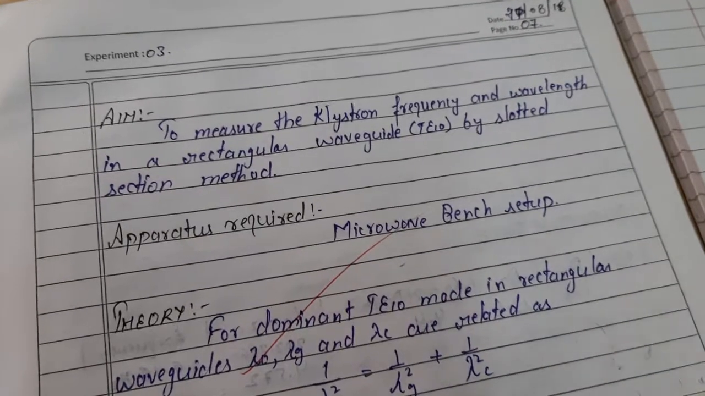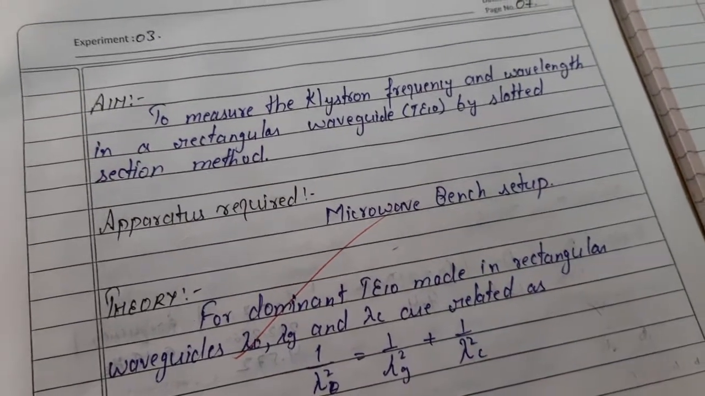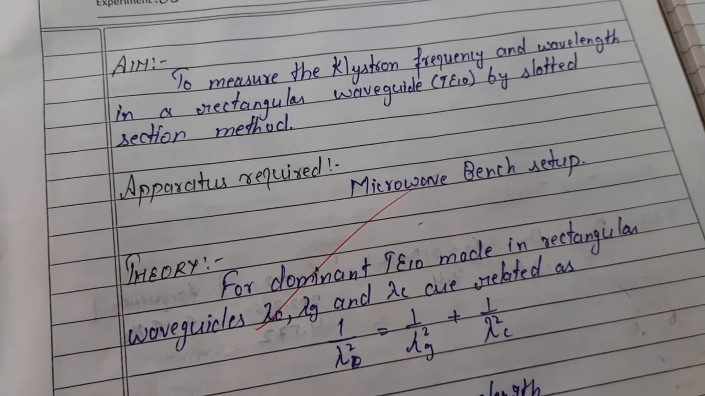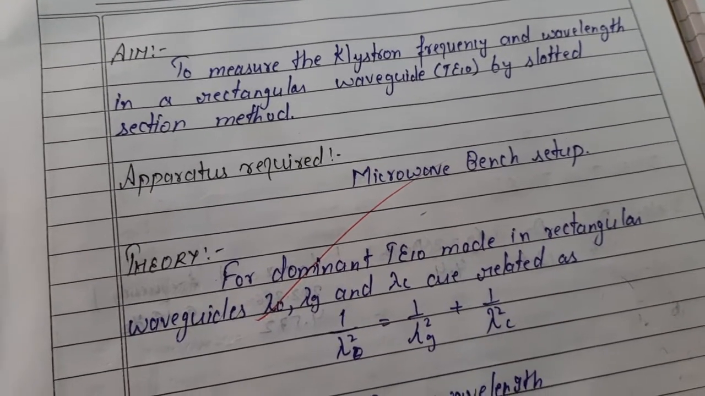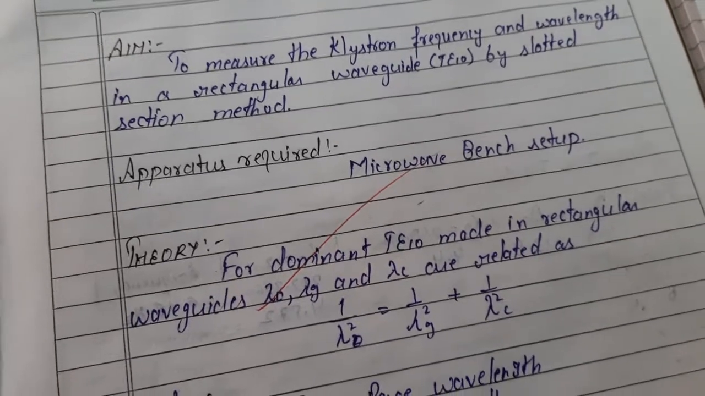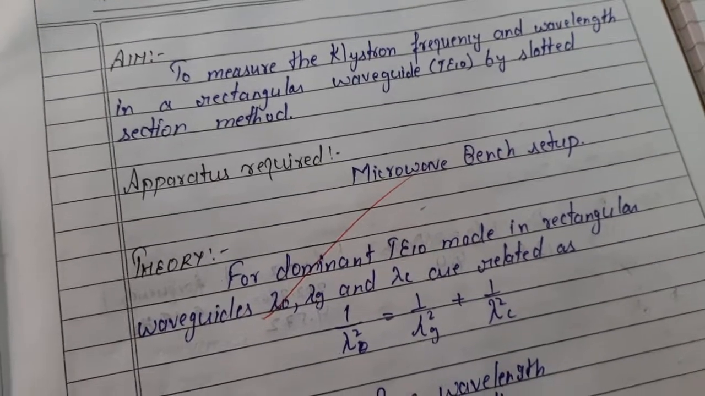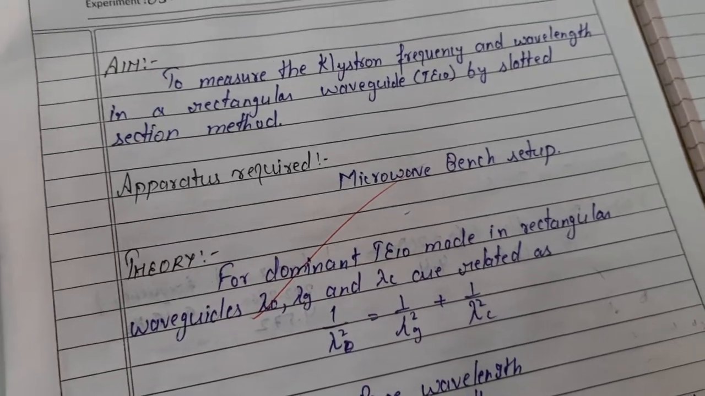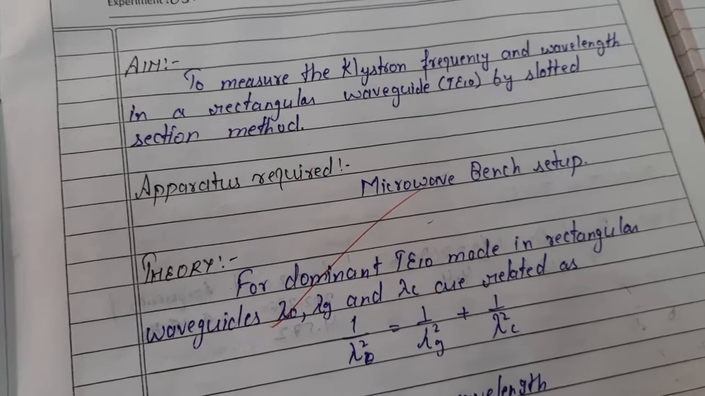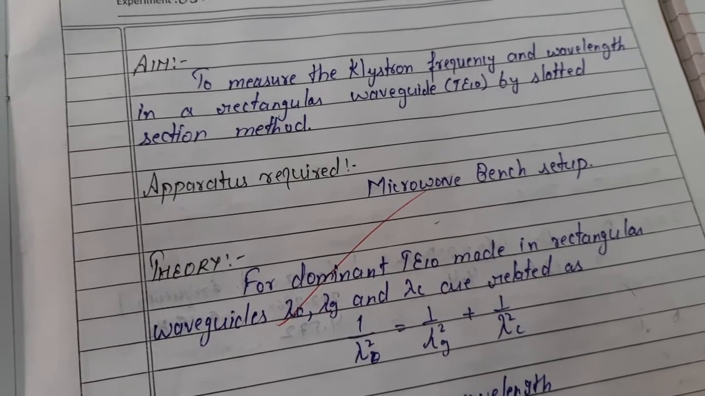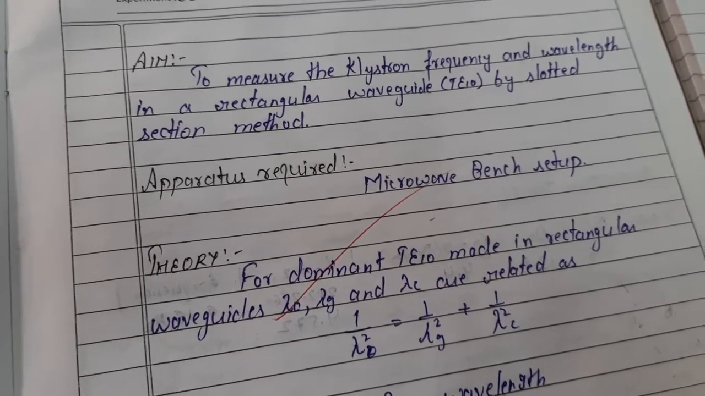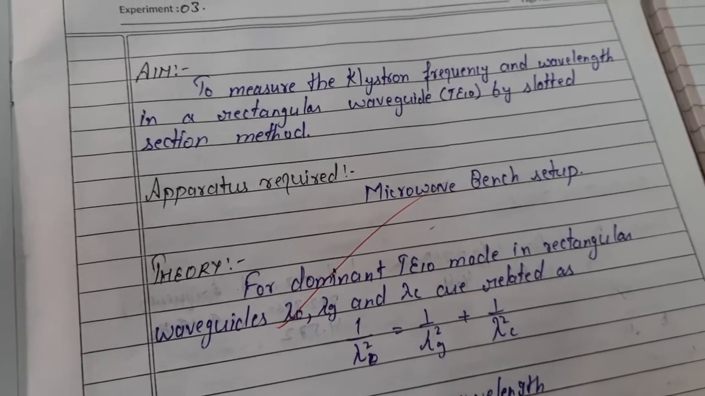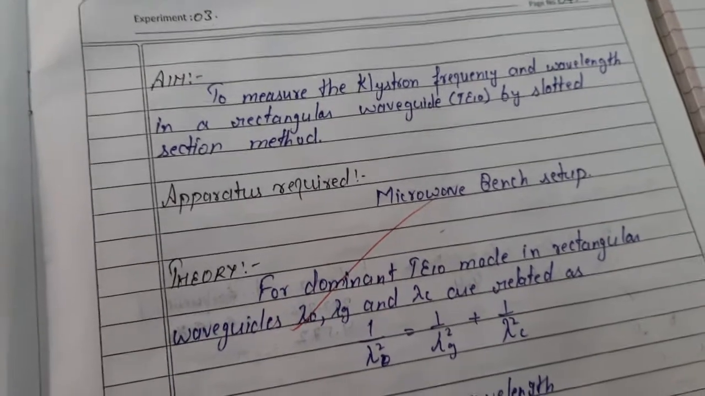Your next experiment is to measure the frequency and wavelength in a rectangular waveguide by the slotted section method. In the previous lab we already saw a frequency meter used to measure the frequency supported by your waveguide. Now in this experiment we measure the frequency by using a slotted section line.